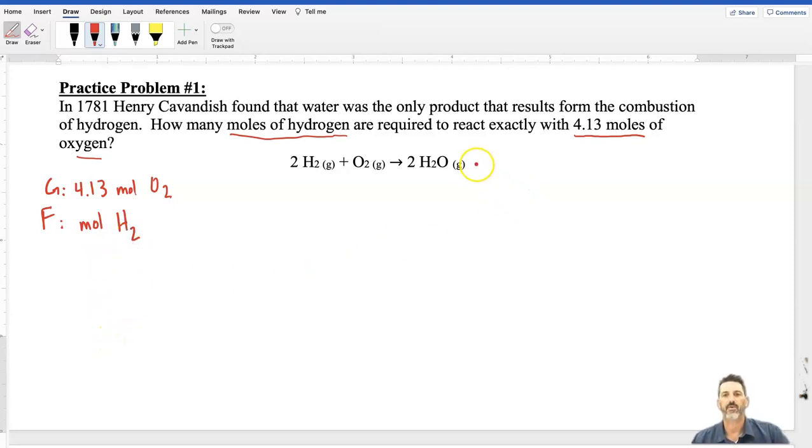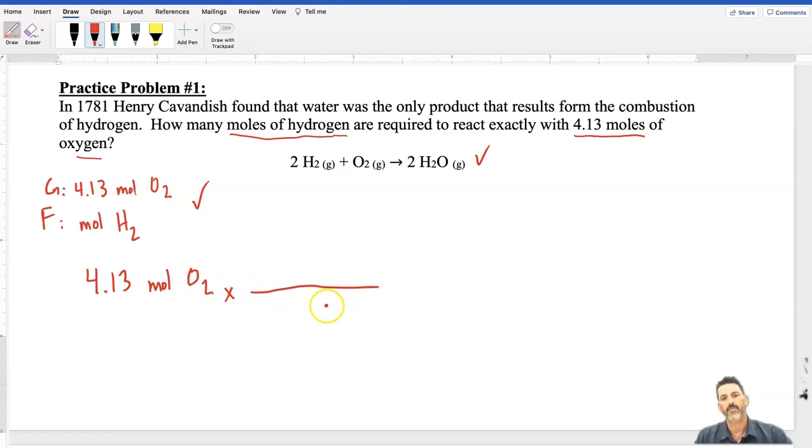Okay, so step 1, balanced equation, check. Step 2, I need to figure out what's given and what I want to find, which is a check. And then the last step is just setting this up. And again, you can pause this and you can try this if you'd like at any point during the process. But I'm going to go ahead and go through this. So 4.13 moles of O2.